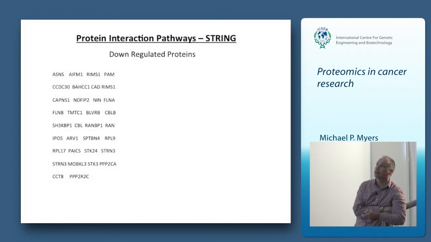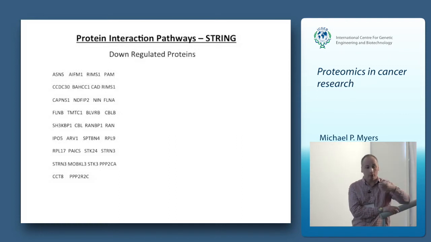And so here is the list of the 38, 40 proteins that are downregulated. This list by itself is pretty meaningless. You can go through one by one and go through the literature and try and think about what might be happening.